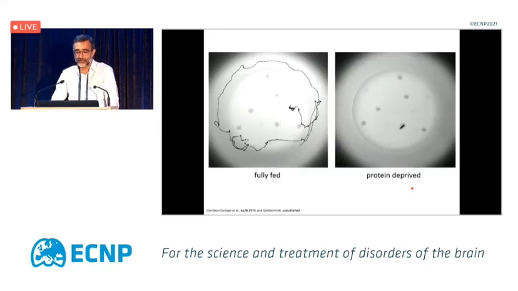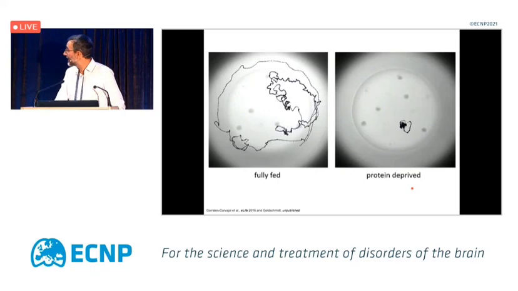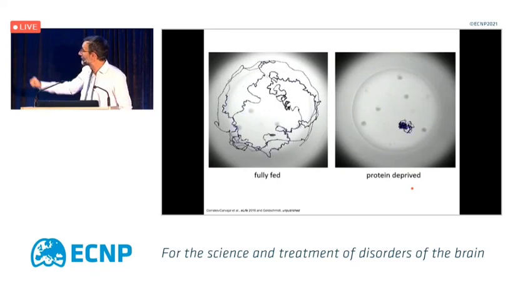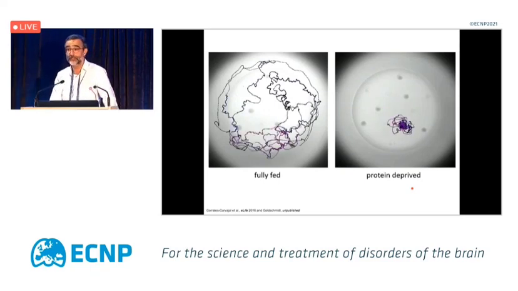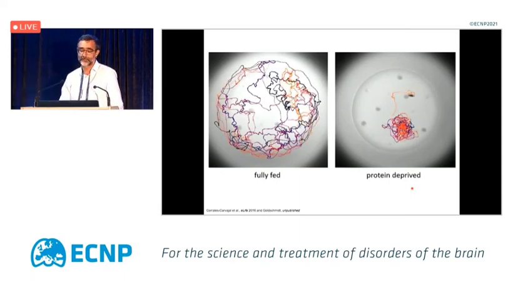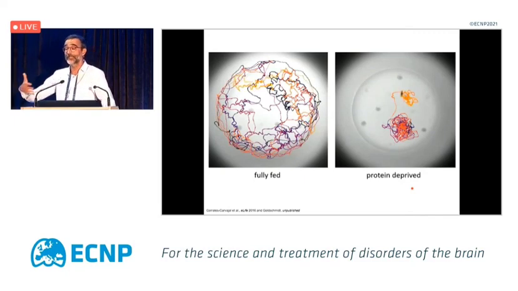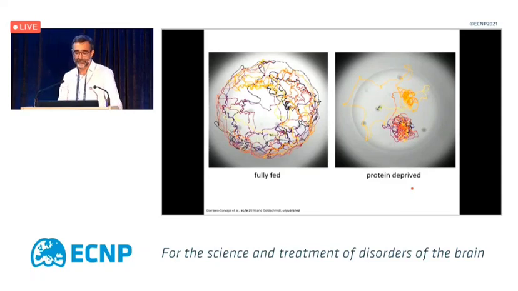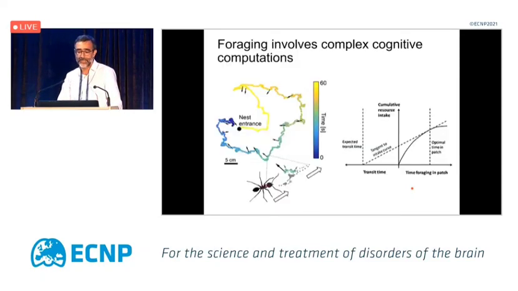And this is not just for food intake, because if you compare flies which are fully fed with protein-deprived flies and look at how they search for food, you see that they use very different strategies when exploring the environment and looking for food. Again, this shows that the nutrient state of the animal, and here we're talking specifically about the protein state, affects cognitive-like behaviors, which are related to foraging and therefore involve complex cognitive computations.